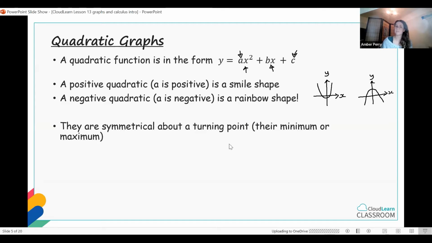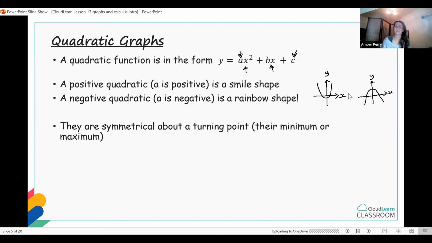Okay. They're also symmetrical. Quadratic graphs are always symmetrical, and they have obviously their turning point. Their turning point is also called their minimum or maximum. If it's turning at this point, it's the minimum point of the graph. If they're turning at this point, it's the maximum point of the graph. Next lesson, so in 2 weeks' time today, we're going to be doing lots of work on finding these minimum and maximum points, okay? Finding those points is higher tier only.